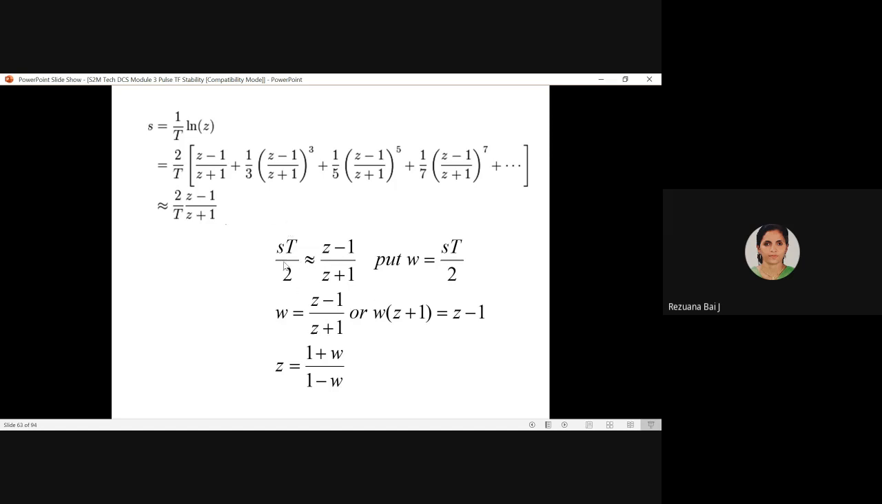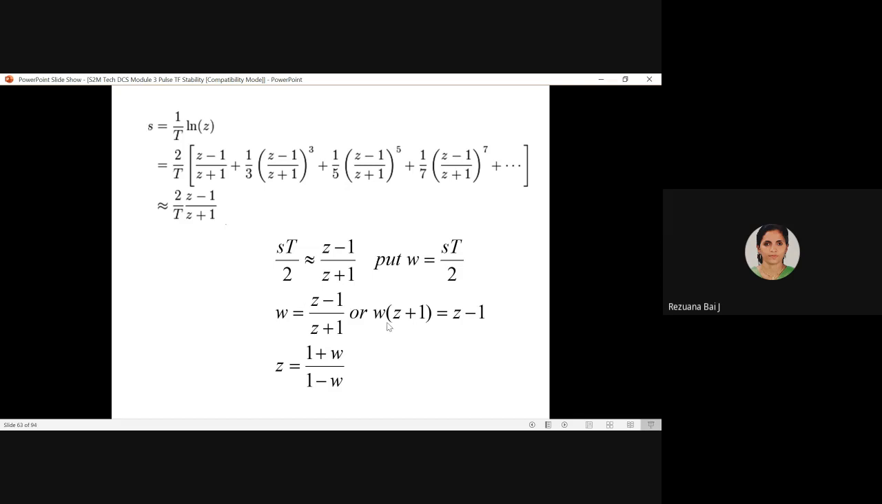And of course, for a given digital control, or a given transfer function, or a given characteristic equation, T is going to be a constant, the sampling period. Maybe it is 10 kilohertz, maybe it is 1 megahertz, whatever it is going to be, a numerical value. So st by 2 I can put as another variable w. So that w will be z minus 1 by z plus 1.